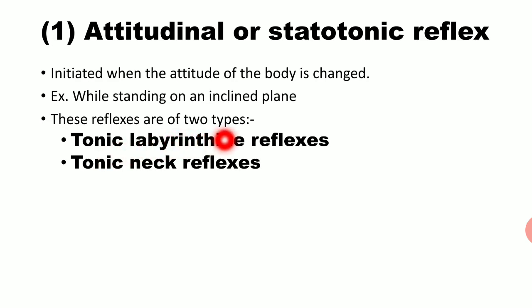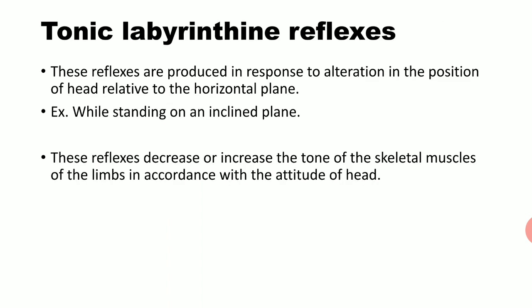These reflexes are of two types: tonic labyrinthine and tonic neck reflex. So what is tonic labyrinthine reflex? These reflexes are produced in response to alteration in position of the head relative to the horizontal plane. For example, while standing on an inclined plane, there is a change in position of the head relative to the horizontal plane. This reflex decreases or increases the tone of skeletal muscle of limbs in accordance with the attitude of the head.